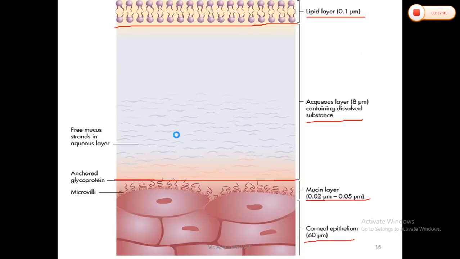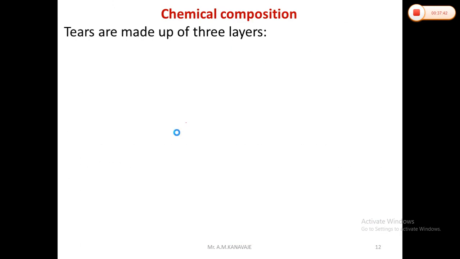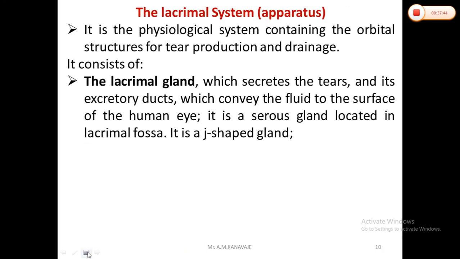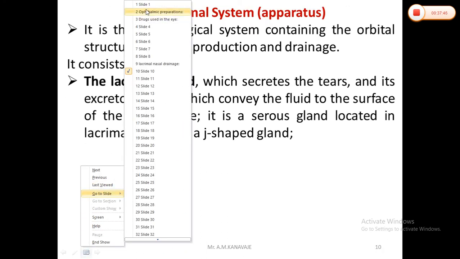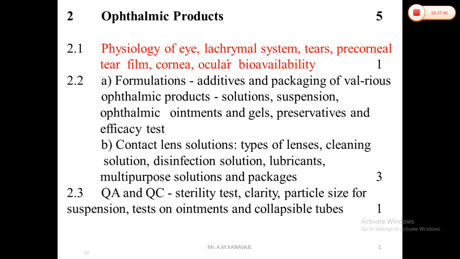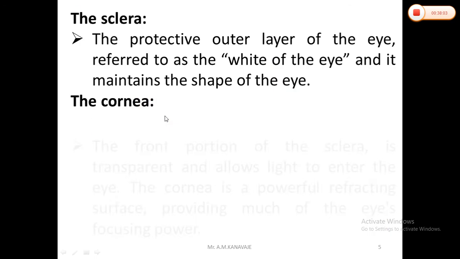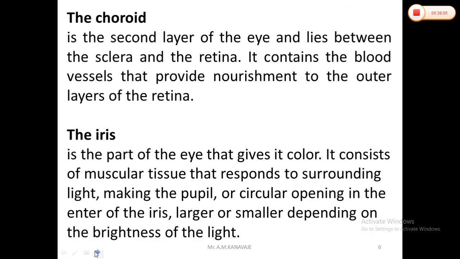So till now we have covered the anatomical parts of our eye. Basically we have covered the physiology of the eye, the lacrimal system, tears and the precorneal tear film, and the cornea. Now the one point remaining in the introductory part is ocular biocompatibility. We'll discuss that in the next lecture. Okay, so we'll stop here.